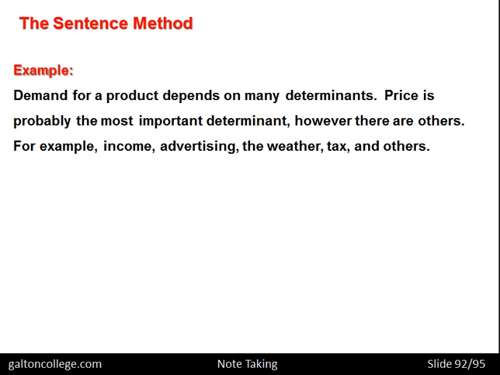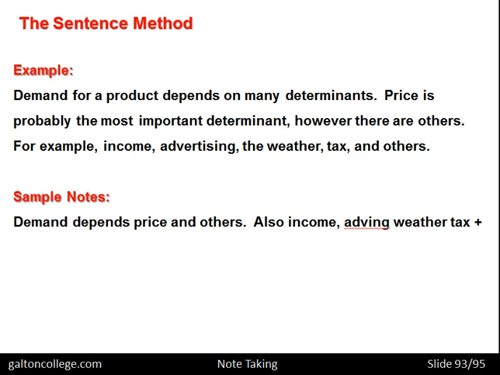Now how you might take the notes on here might be as follows. You might say, well, demand depends on price and others. Also income, advertising. Well, you haven't got time to write down the word advertising, so you go "adving." Then you've got weather, tax, and the plus sign. Plus means, and there are others. So you've made sample notes. You've made them quickly, and it should bring back to mind what the lecturer said.